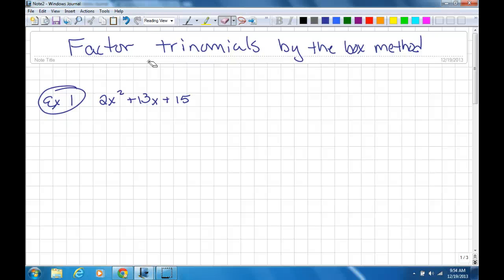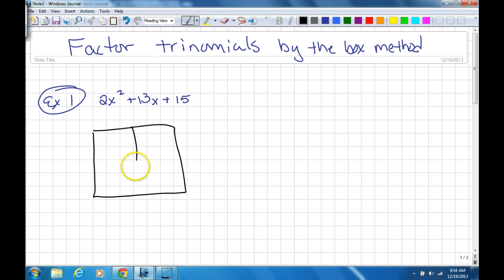So the first thing you're going to do when you see these is you're going to actually write a box. In the top left-hand corner, you are going to write the very first term of your polynomial, and that is going to be 2x squared. The bottom right hand, you are going to put the last term, and that's 15.